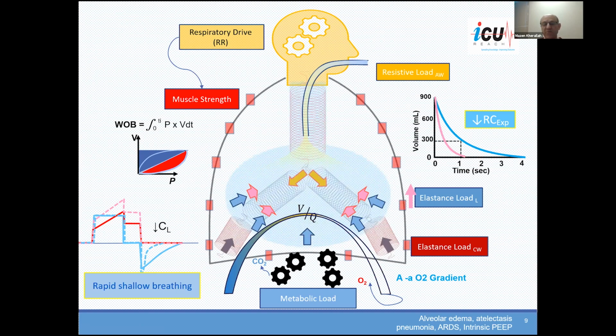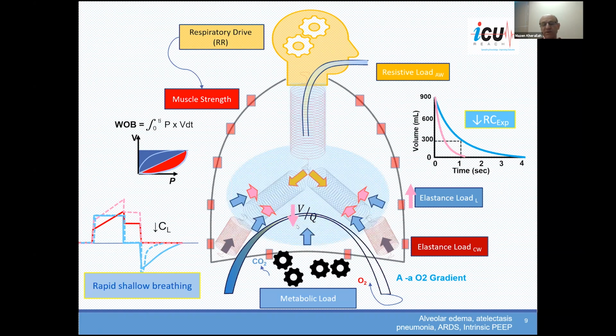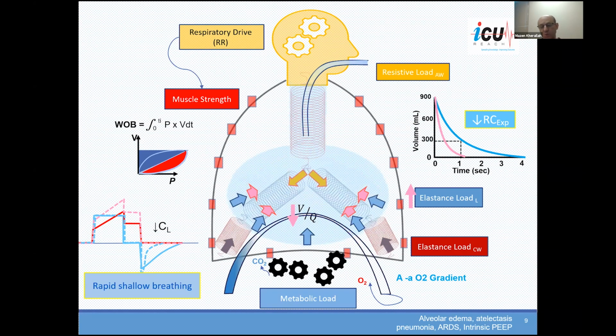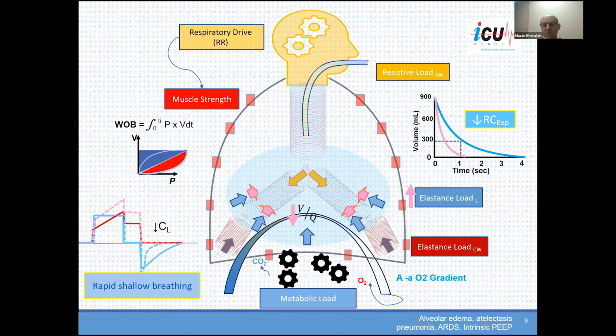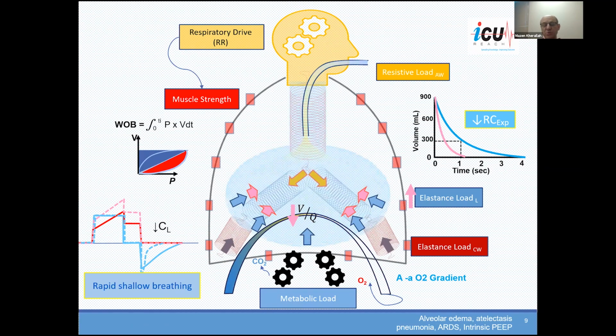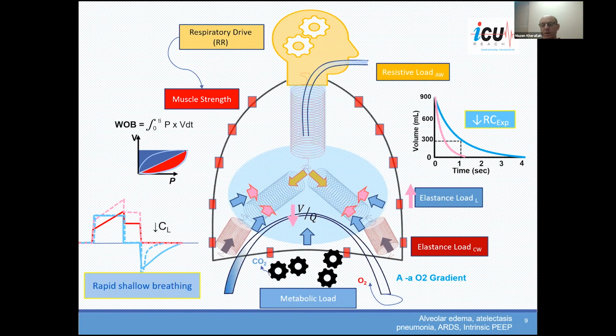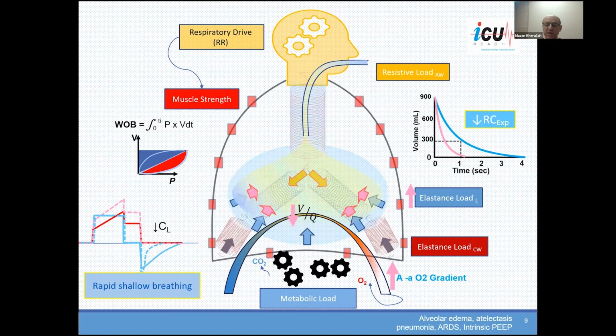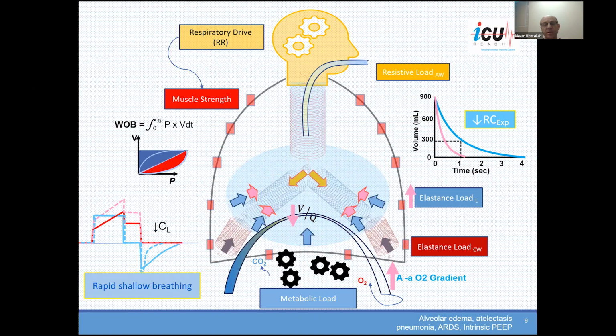At the same time, they have an impaired VQ mismatch. Depends on the pathology, but mainly the ventilation is decreased in most of the cases with atelectasis, edema, pneumonia, ARDS, and the perfusion is normal or sometimes increased. So your VQ mismatch is actually going towards a shunting process, and of course that will be represented by an increased A-a gradient, and usually it is a very high A-a gradient for the patient.